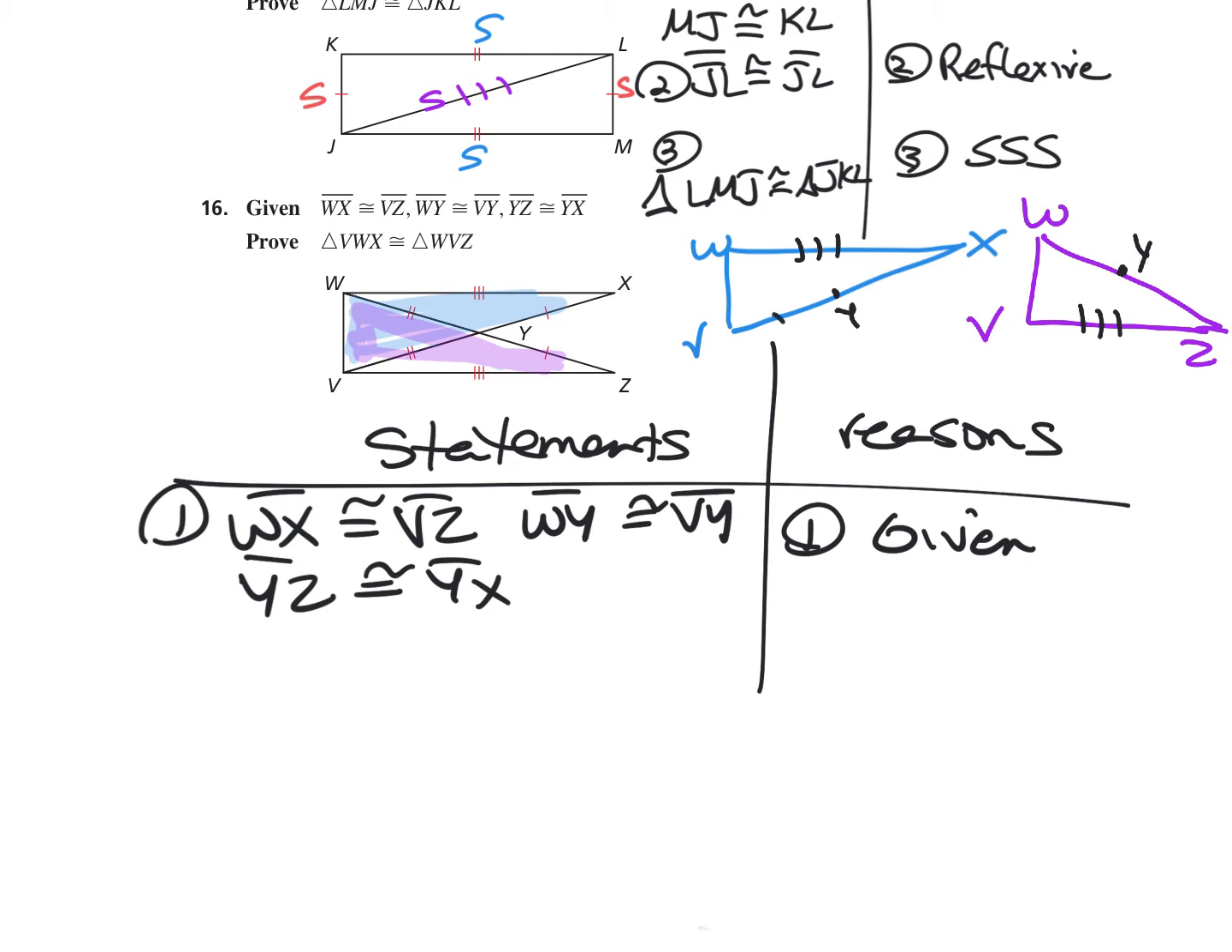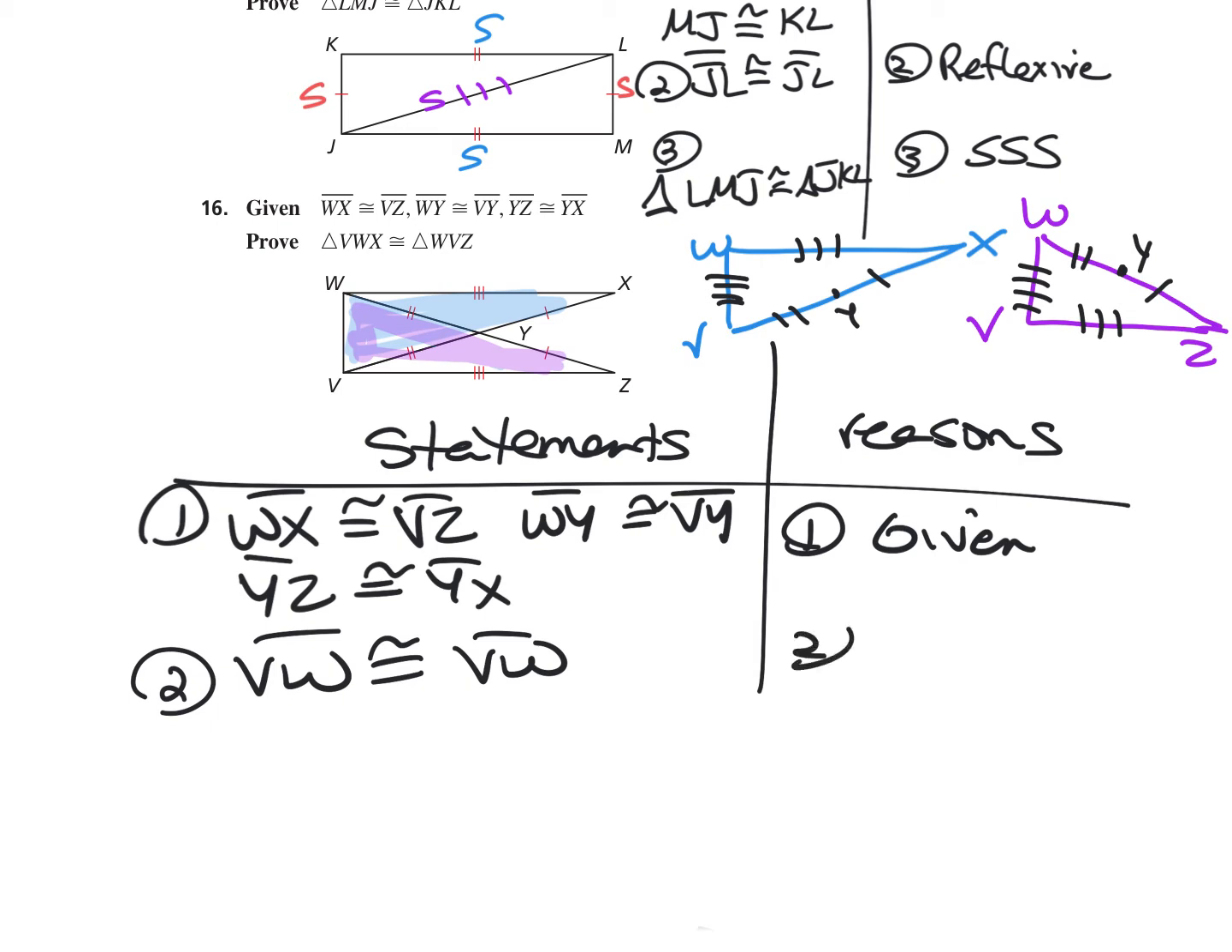And then this piece, the VY and the WY were congruent, and then this piece. So this is where I'm going to be bringing in my segment addition postulate into this proof. So number 2, I'm going to bring in the obvious first. I'm going to say that VW here is congruent to VW by reflexive. So VW or WV, it doesn't matter. It's congruent to itself, reflexive.